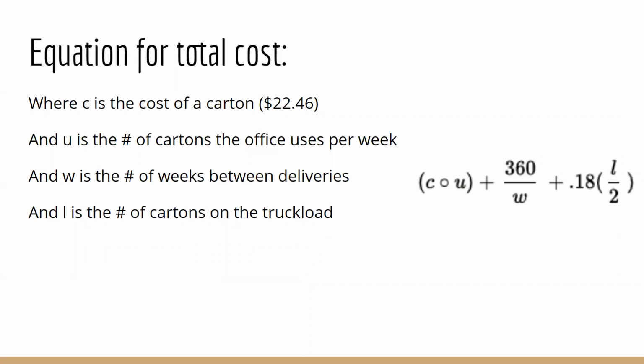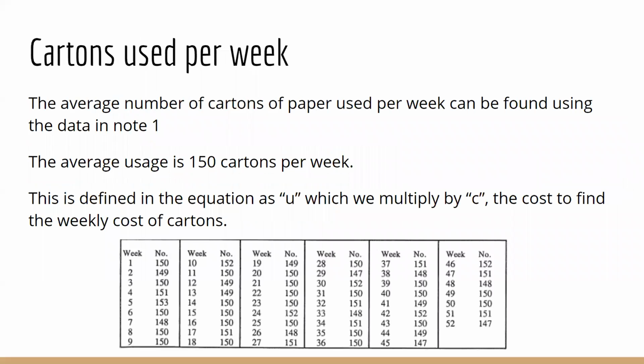Next, we'll talk about how we created this equation. And here are the variables that we used. So C was the cost of a carton, which you'll find out is a constant, as well as U, which is the number of cartons the office uses per week. W is the number of weeks between deliveries, and L is the number of cartons on each truckload.